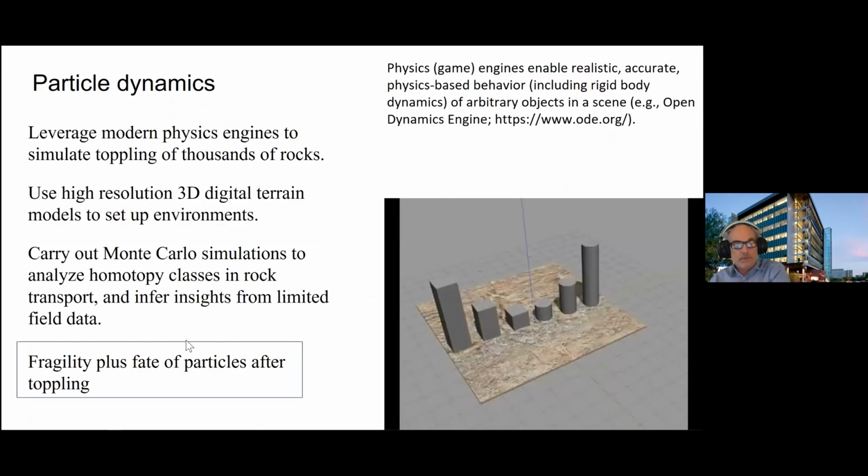But one of the things we've been doing is bringing in physics engines that are often used in the gaming industry to enable realistic, accurate physics-based behavior, including rigid body dynamics of arbitrary features in the scene. We use one piece of software called Open Dynamics, and we're working on validating it just to make sure everyone's going to trust it. But it seems to work really well for simple objects like these pillars on an ideal shake table. But we can also then use more complex objects like we might see in the field, and then do this many times to understand the uncertainty of the behavior.